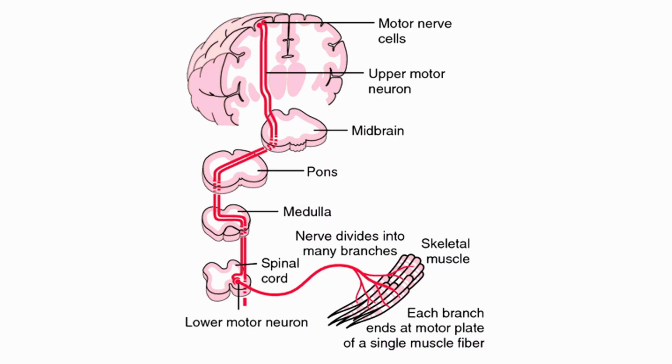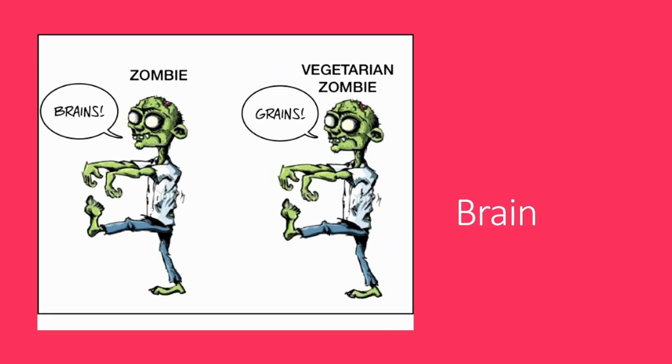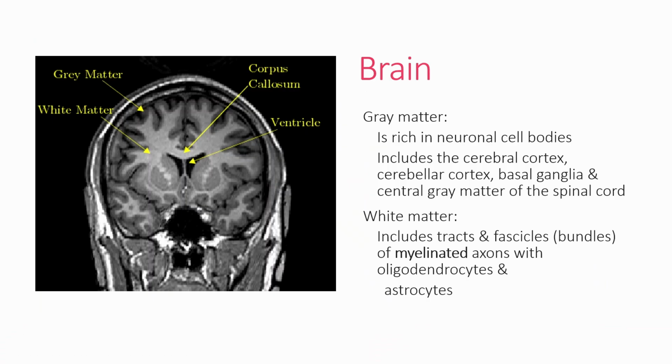Sensory is broken up into a couple layers. Okay, so moving on to the brain. Gray matter is cell bodies. The white matter is all the axons. It has the fat on it.